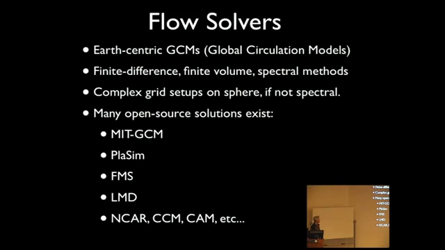The results I'm going to show you throughout the next few slides are basically taken from this MIT GCM, coming from MIT. PLASIM is from the University of Hamburg. FMS is a code from Princeton. LMD is a code from France. And then NCAR CCM and CAM are codes that are made available as community codes. I think they come from the National Center for Atmospheric Research. All of these codes have been adapted to the study of exoplanets one way or another. There's probably more going on, but this is an example of what's available.